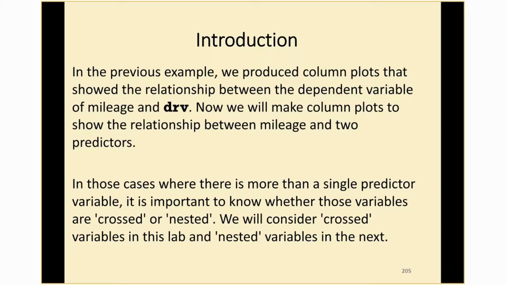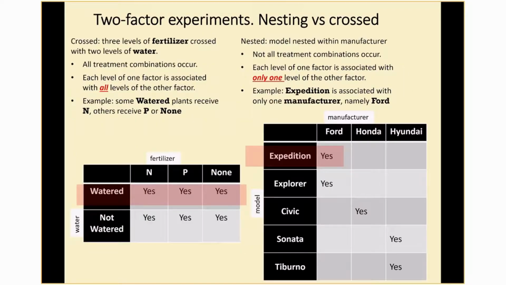Now I want to shift topics and think about a situation where perhaps we've got 2 different predictors. Anytime you've got 2 different predictors, one of the things you have to think about is whether those 2 predictors are crossed or whether they're nested. In this particular lab, we'll think about crossed factors. In the next lab, we'll think about nested factors. So what's this distinction between crossed and nested? Well, on this side, we have crossed, and on this side, we've got nested.